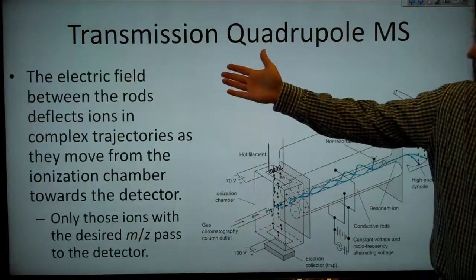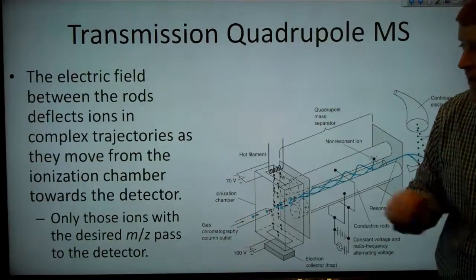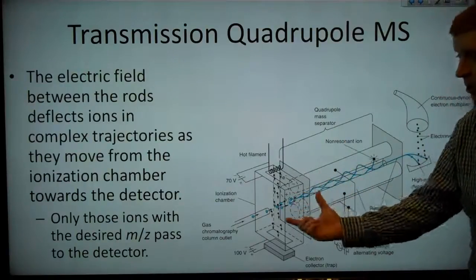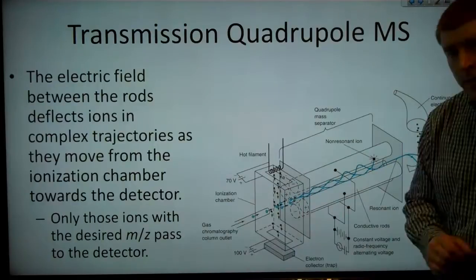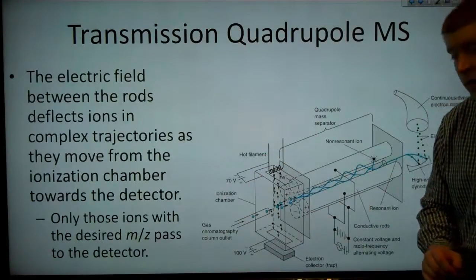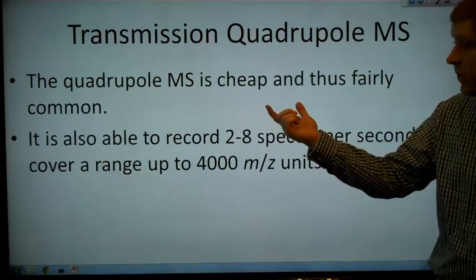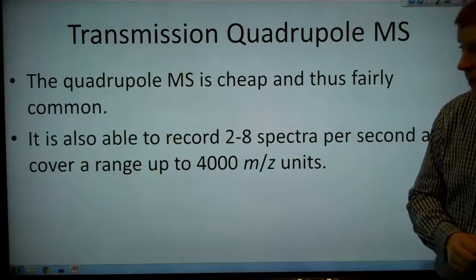So again, the electric field between the rods deflects ions in complex trajectories as they're moving from the ionization here towards our detector over on the right, and only those ions with the desired mass to charge ratio pass through to our detector. So the quadrupole mass spectrometer is fairly cheap, and thus it's fairly common.